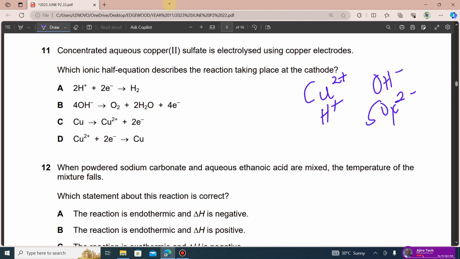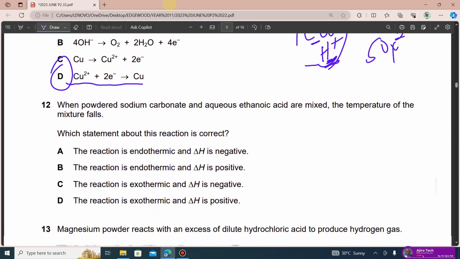as the anions. But this time we're looking at the cathode, so either of them will migrate to the cathode. But we established that copper is below hydrogen in the reactivity series, hydrogen is higher than copper, so hydrogen remains in the solution while copper is discharged. For this to be discharged at the cathode, remember at the cathode there is gaining of electrons. So we look at equations where copper is gaining electrons, and you see that is option D. So copper 2 plus gains electrons to become copper metal. So that is that. Okay, so go to question 12.